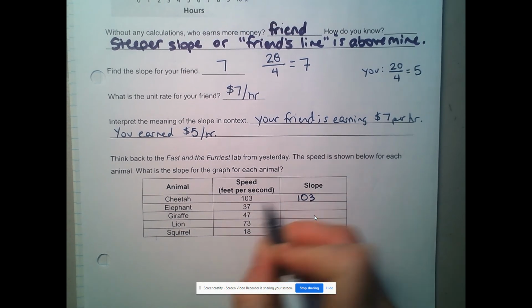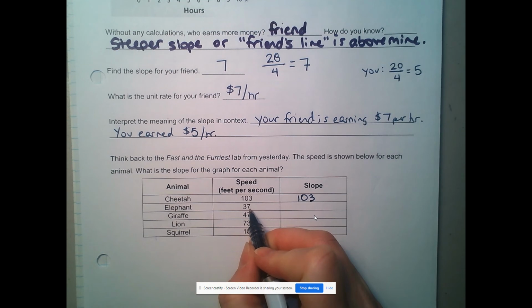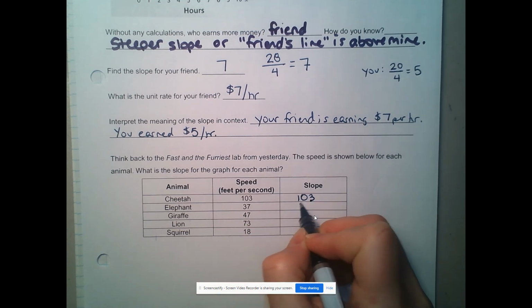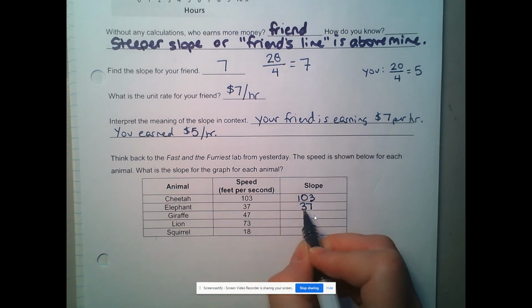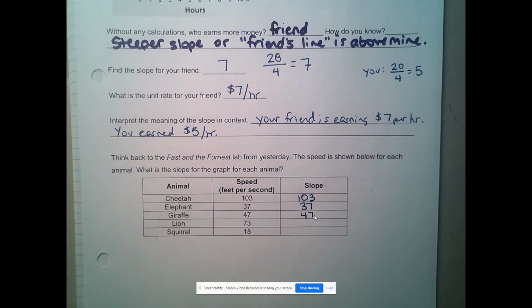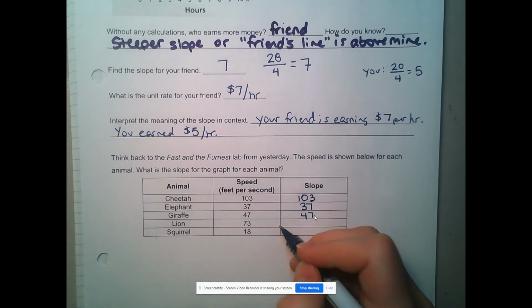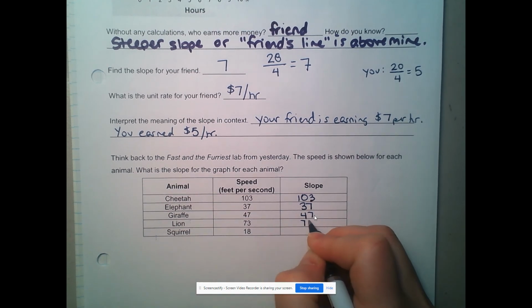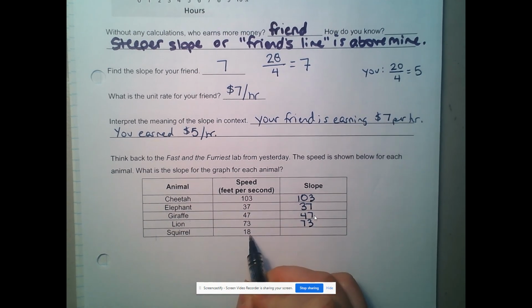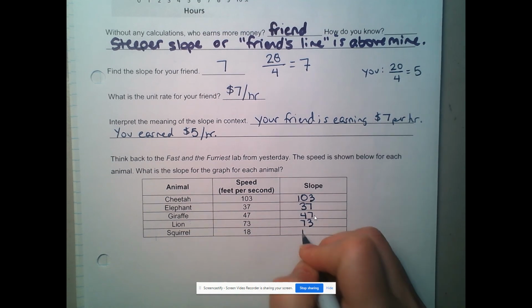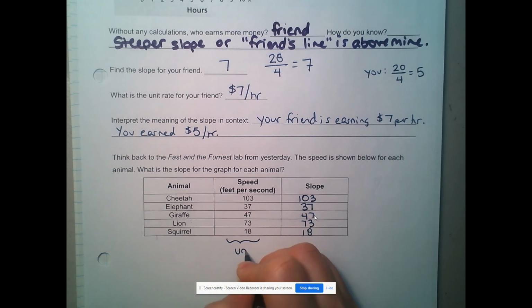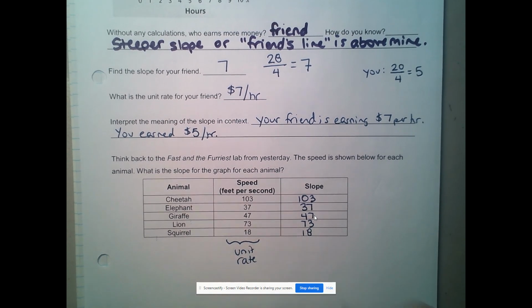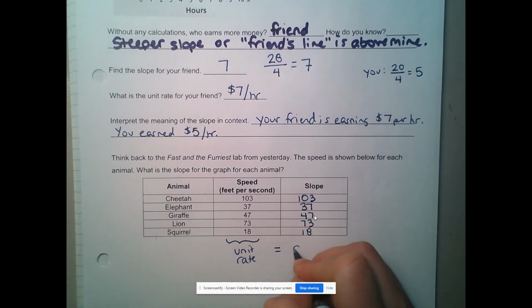The elephant's going 37 feet per second. So the slope of that line would be 37. The giraffe going 47 feet per second, the slope would be 47. The lion going 73 feet per second, slope would be 73. And the squirrel going 18 feet per second, the slope would be 18. Now we said that this was our unit rate, and you will notice that it is equal to the slope.